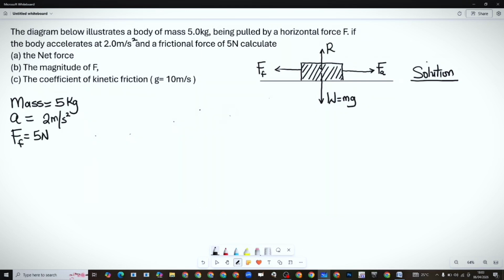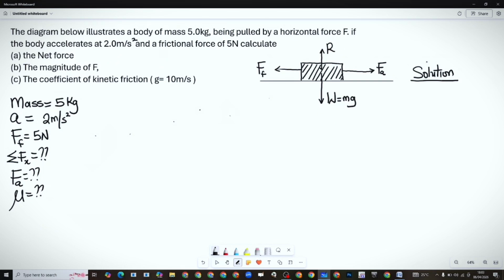Pay attention, please. Calculate the net force. So we're looking for the summation of the force. The net force there is the summation of the force. That's what we're asked to calculate. Calculate the magnitude of the applied force. That's the applied force. I'll calculate the coefficient of kinetic friction. The coefficient of kinetic friction is this one, this μ here.